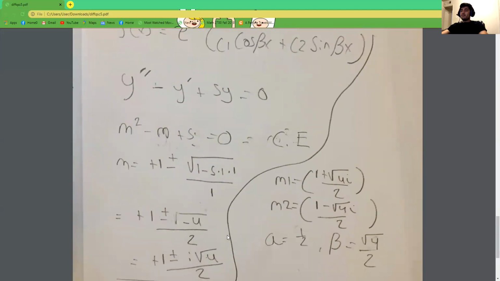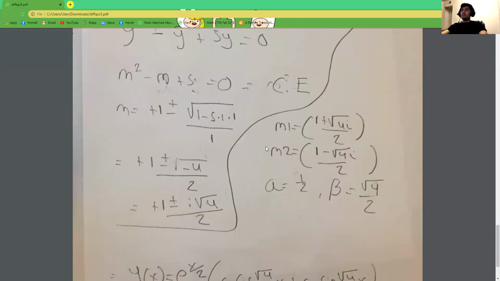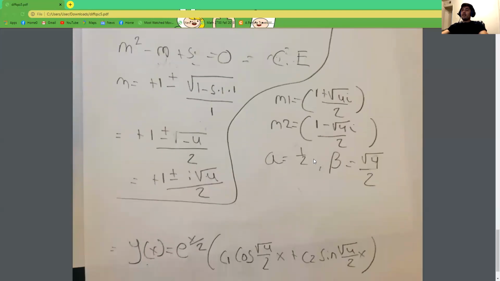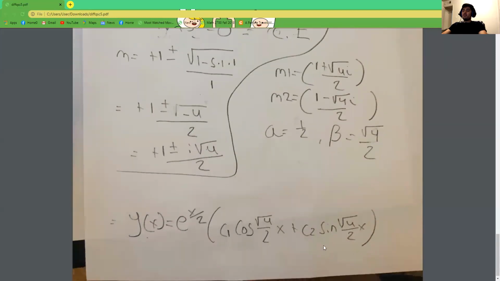So now we're going to solve for m1 and m2. m1 is 1 plus i square root of 4 divided by 2. m2 is equal to 1 minus i square root of 4 divided by 2. And we get our alpha is equal to 1/2, and our beta is equal to the square root of 4 over 2. Now we've met all the criteria to plug it into the general solution for imaginary numbers. So right here is y of x equals e to the x divided by 2, in parentheses c1 cosine square root of 4 over 2 x plus c2 sine square root of 4 over 2 x.